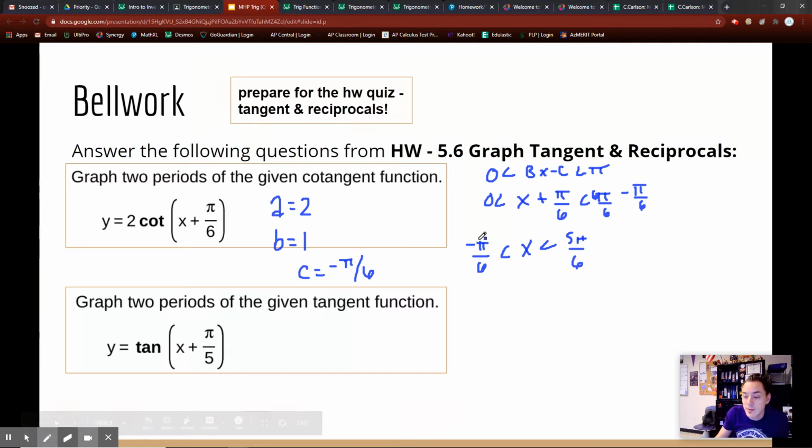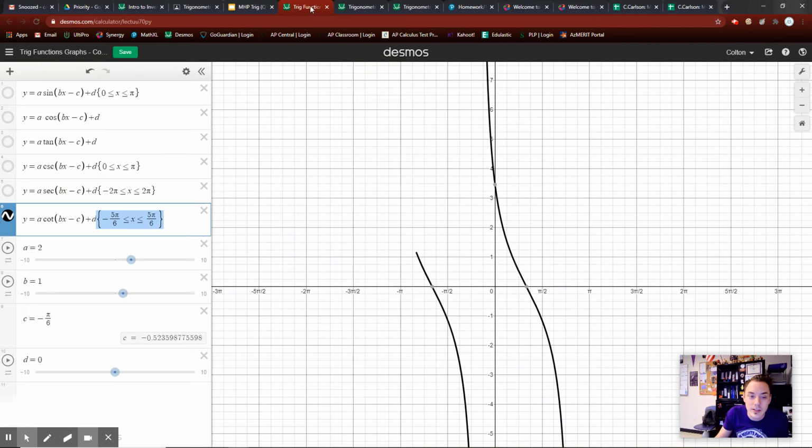Oh, that's my problem. Negative pi. So let's go back and change it to that. Okay, so yeah, that makes a lot more sense because boom, your asymptotes would be somewhere around here. Your 5 pi/6 would be right here, and so yeah, it restricts it right here. But again, it doesn't show you your asymptotes, so it's not really that helpful.